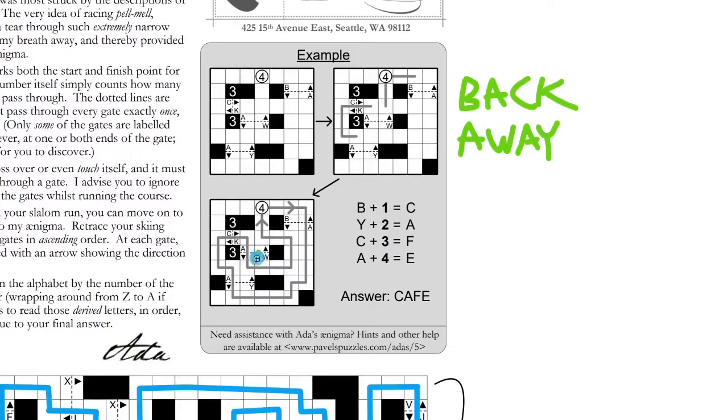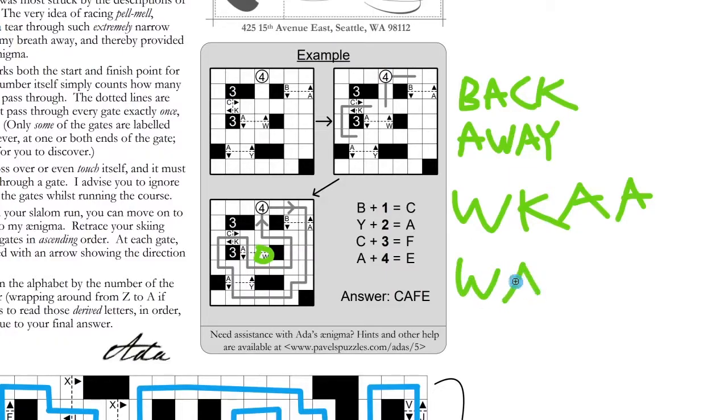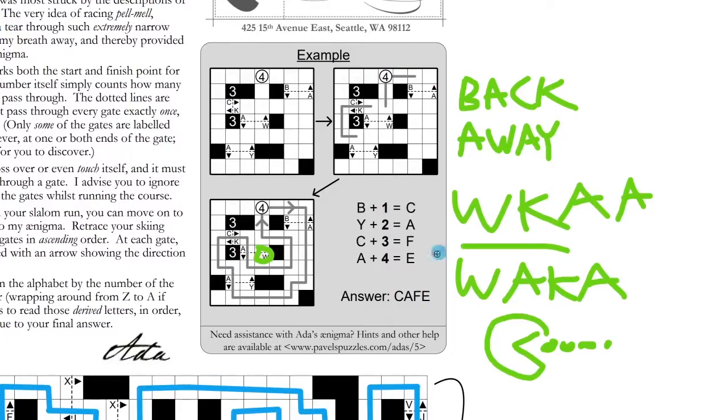What do we have? We have W. This is right down. W, K, A, and A. Waka. Waka. That's the noise Pac-Man makes. There we go. Done. That must be it. That's the answer. Okay. Maybe I just take that as something, but it seems random and unconnected.